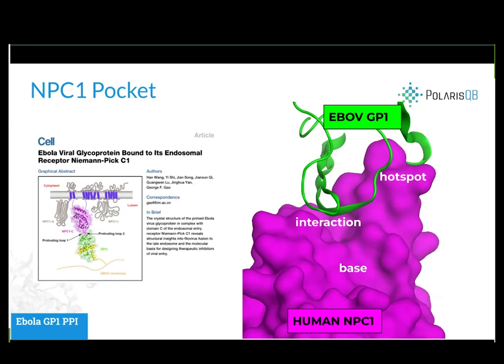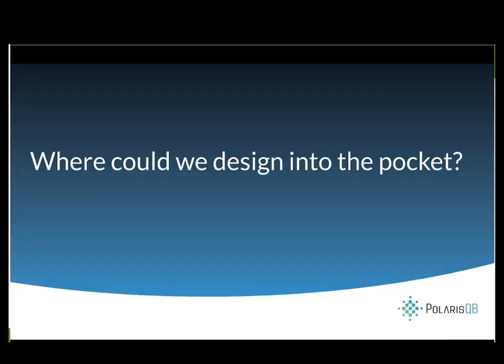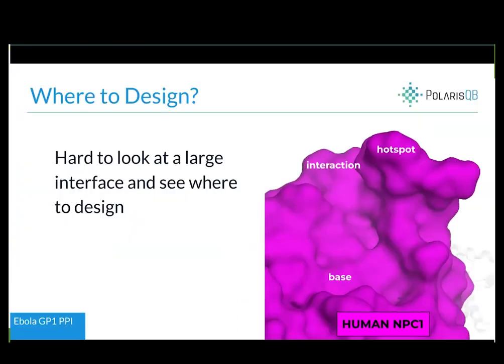So one thing that's missing here is usually drug discovery projects have a small molecule template in the pocket to design off of. So that's the new feature of this project: we can put a tool compound into the pocket and then design off of that tool compound. So the first question is, where can we design into the pocket? Well, let's take a look.